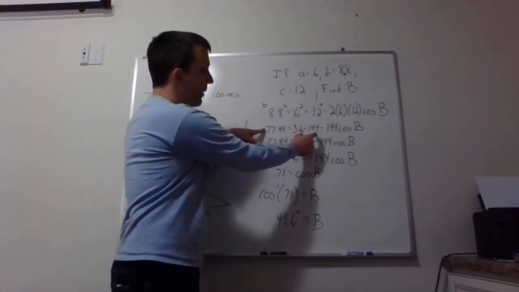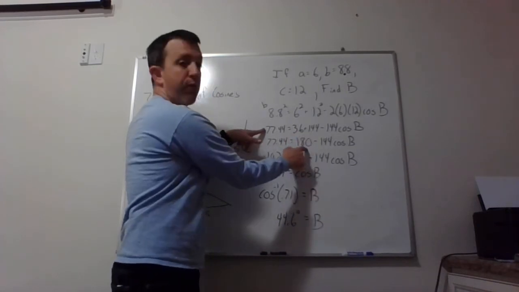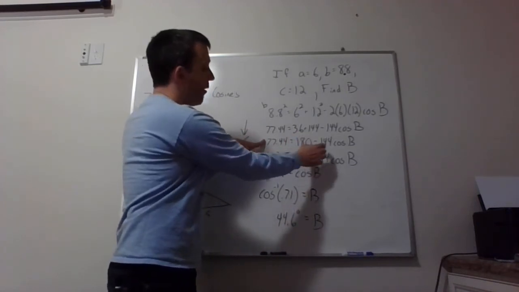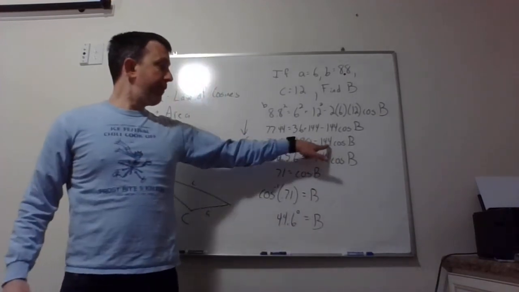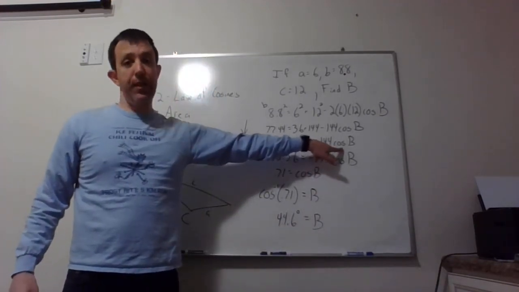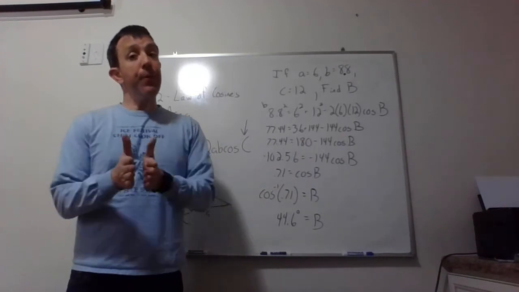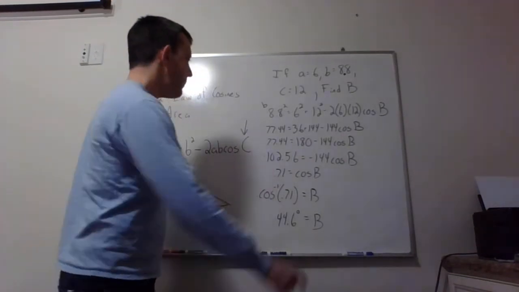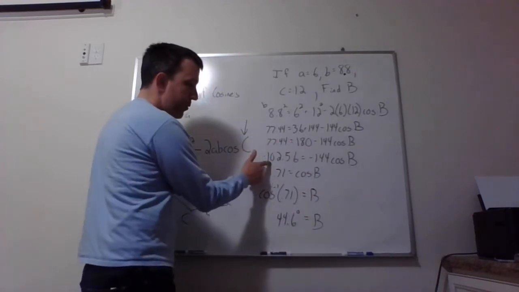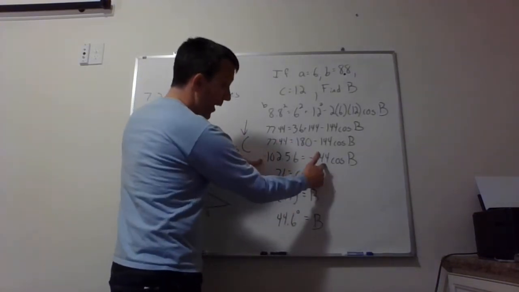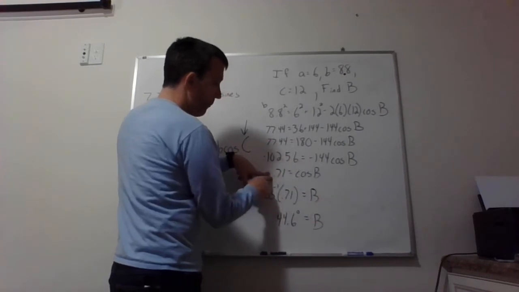And now I'm going to combine my like terms. 36 and 144 make 180. Now notice I didn't combine the 180 and this minus 144 because this 144 is attached to that cosine. They're not like terms. You can't put them together, so please don't. All right, so I subtracted 180. That's where I get this negative 102.56. I divided by my negative 144.